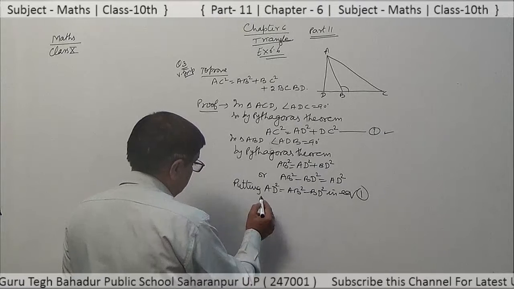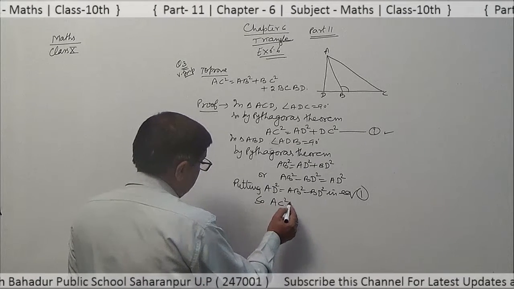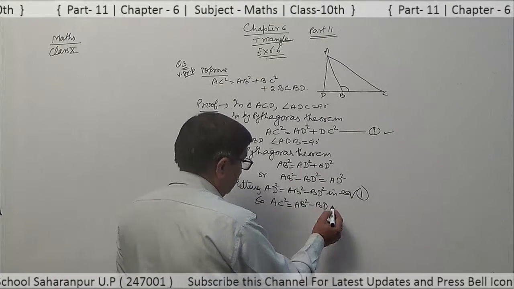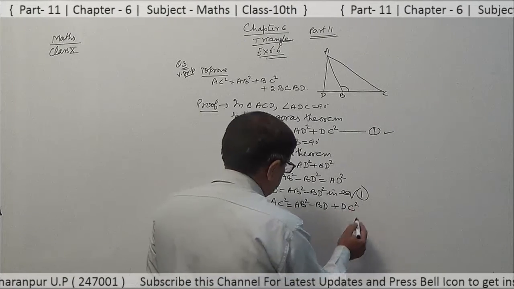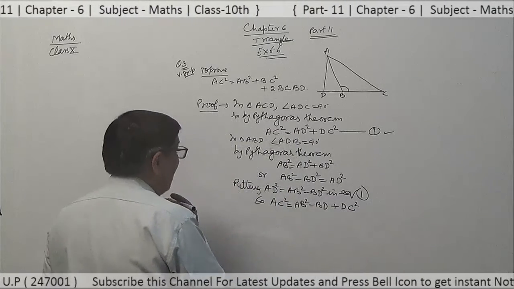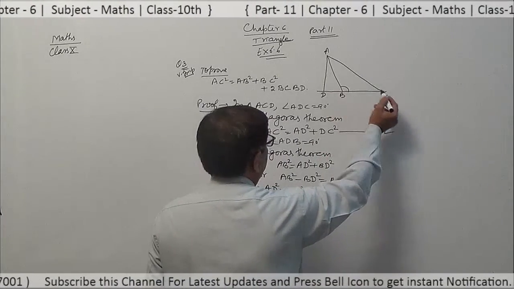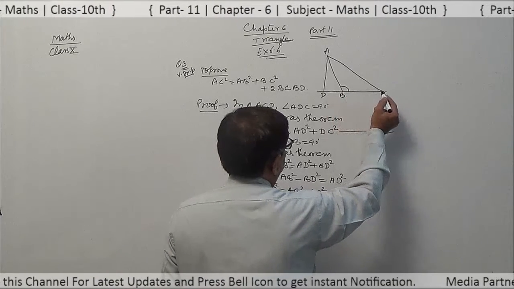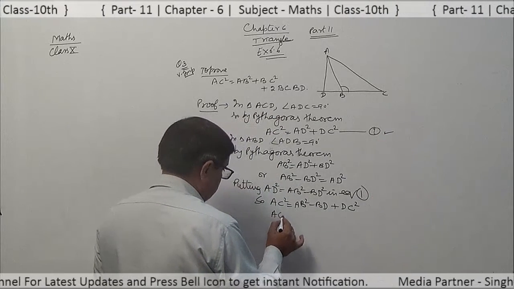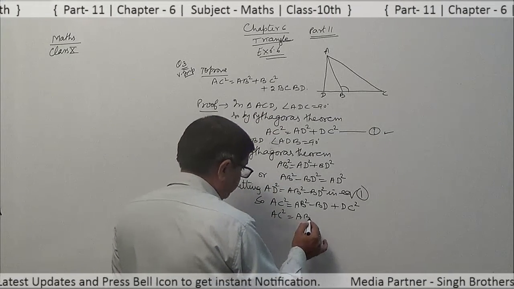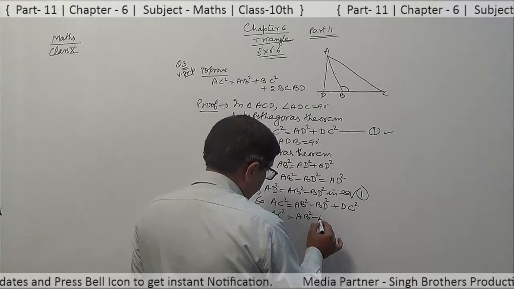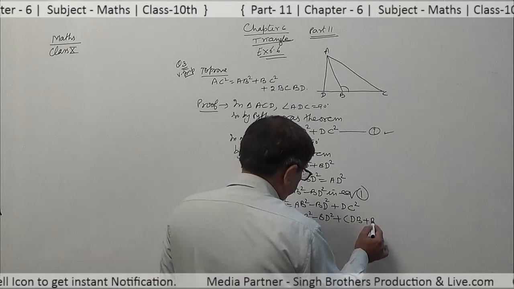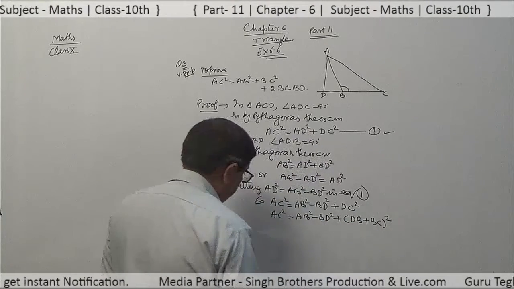So AC square becomes AB square minus BD square plus DC square. DC can be written as DB plus BC. So AC square is equal to AB square minus BD square plus DB plus BC whole square.